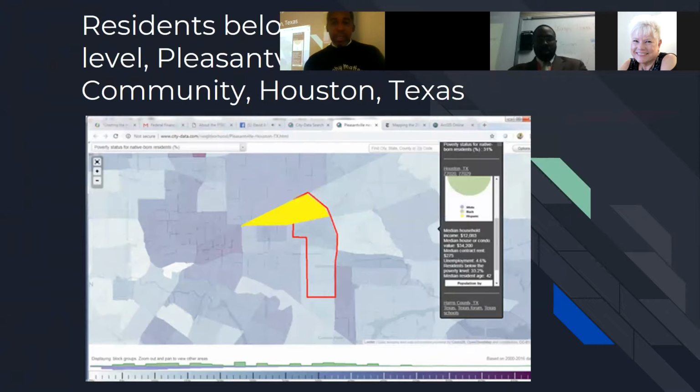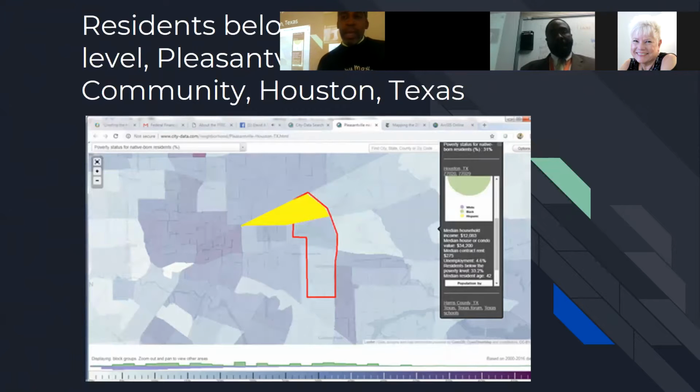And as you can see, the census tracts are not directly aligned with the community boundaries. And again, these community boundaries are defined by the citydata.com site. So we will obviously converse with our stakeholders and ask them, is this an outline of Pleasantville as you all know it?